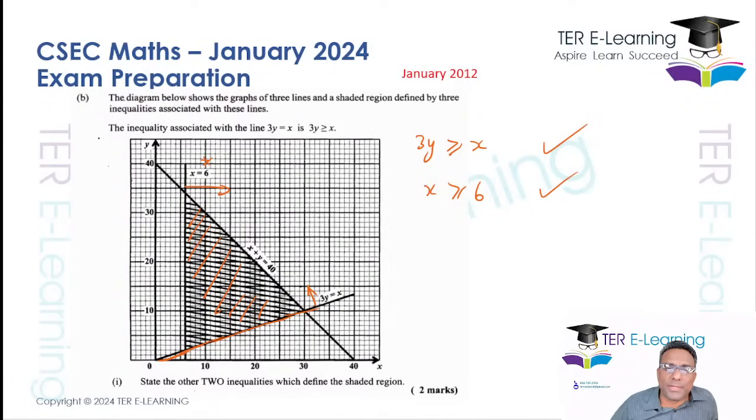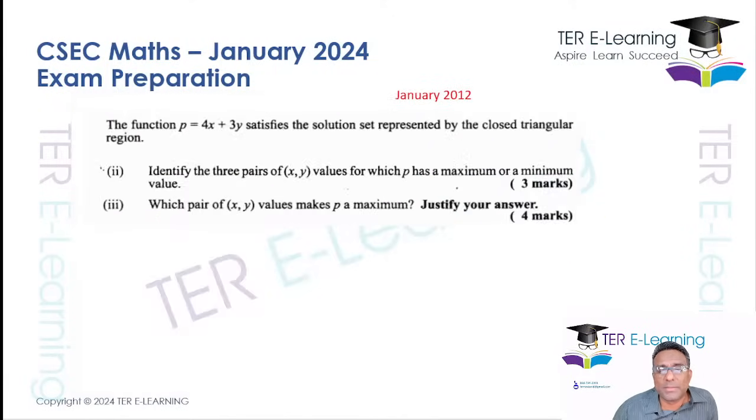Now the next inequality, we need to shade for this line. We're looking at this line here, x plus y is equal to 40. You want to shade this part of the line, so you're going to say x plus y is less than or equal to 40. That's the inequality that they're looking for here. This is something that you can definitely get in your exam.